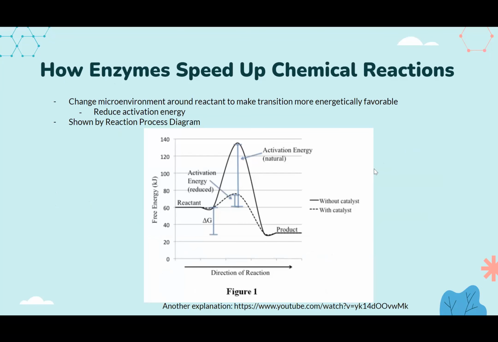Okay, so here you can see a picture of the reaction process diagram. At the beginning, it shows the reactants and its products. The way that enzymes speed up chemical reactions is they make the transition more energetically favorable. As you can see, it takes a lot of activation energy for many reactions to occur. So what they do is they reduce the activation energy by changing the microenvironment around the substrate. Can you go to the next slide?